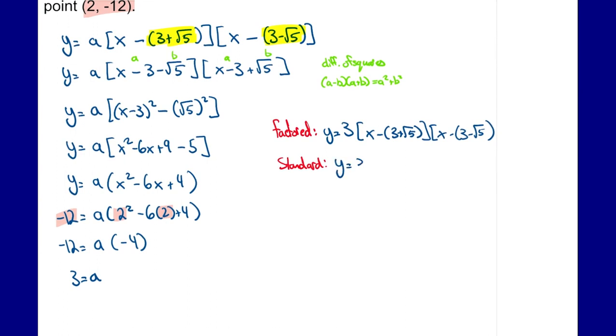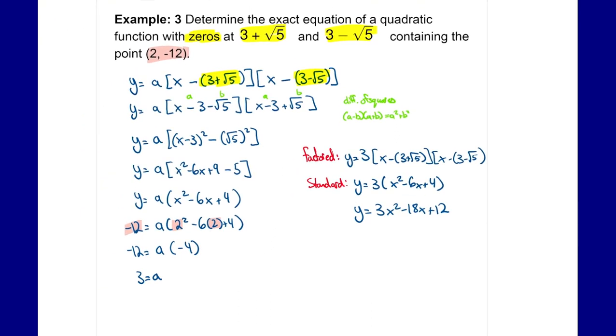Y equals 3x squared minus 6x plus 4. I can multiply the a value, or the 3, through. 3x squared minus 18x plus 12 would be our standard form. So again, different ways: given the roots or the zeros and a point, we can determine the a value and then plug that in and expand or simplify to get our factored and standard forms.